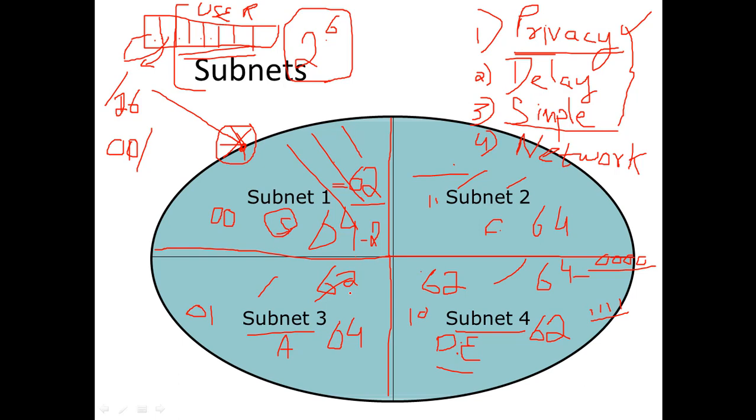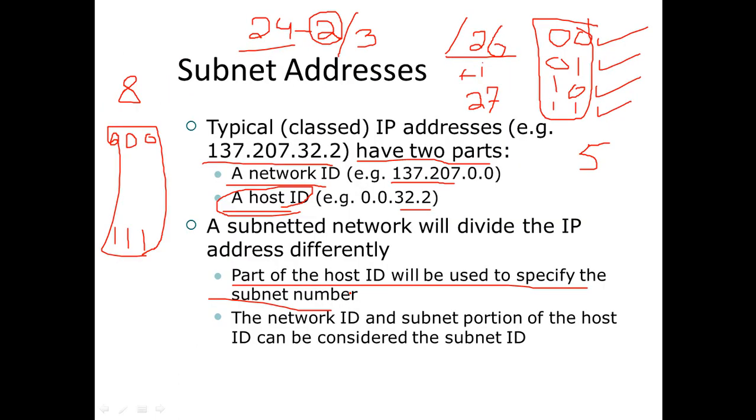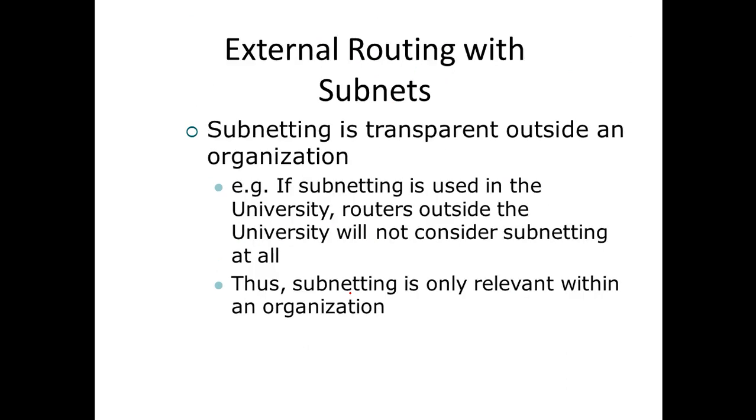So this is a very useful example if you want to understand the basic phenomenon of subnetting. So let's see external routing with subnets. As I've told you, subnetting is not something that is visible to the outside. It is transparent within an organization, but the outside network won't be able to see it. If subnetting is used in a university, routers outside the university will not consider subnetting at all, because this is an internal thing that a router or gateway of a network or subnetwork does by itself.